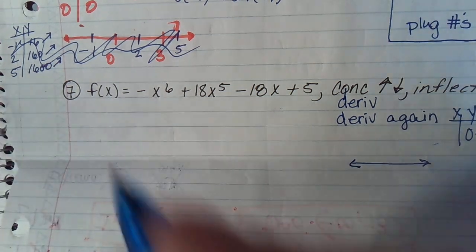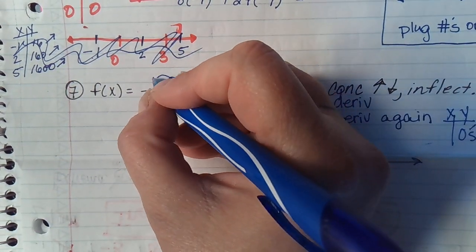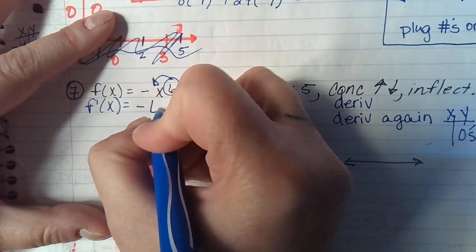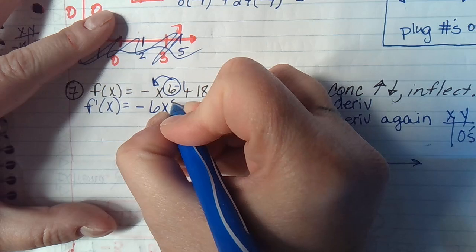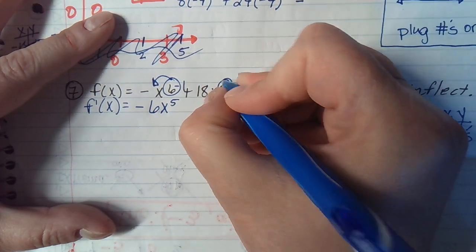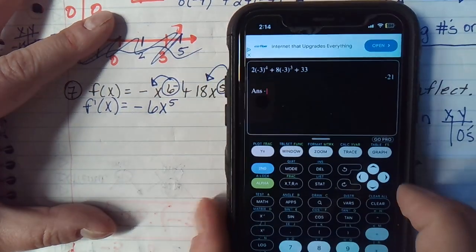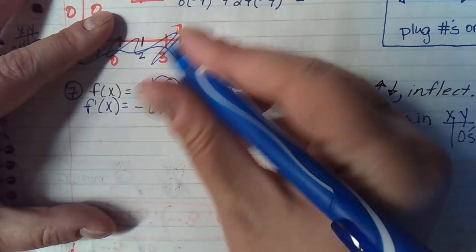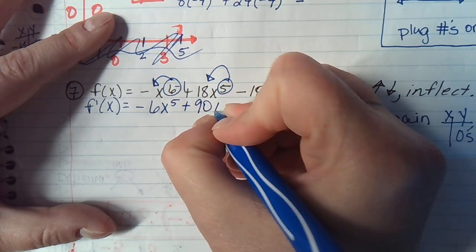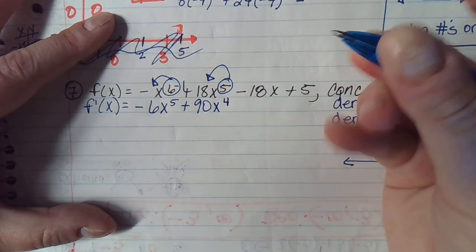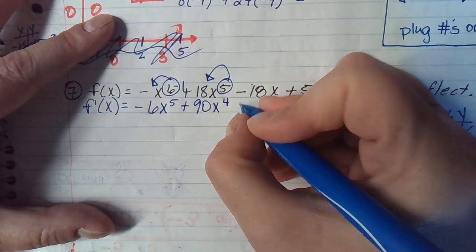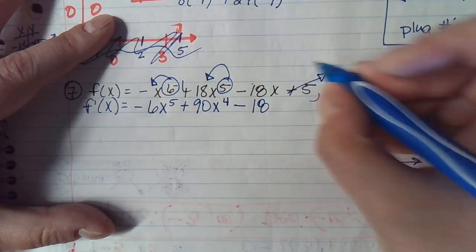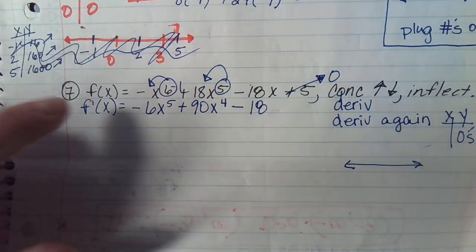We got to find the derivative. So this 6 comes down in front and multiplies. And we get f prime of x equals negative 6x to the subtract 1, 5, plus, take the 5 and bring it down in front. 5 times 18, 90. Okay, so positive 90, x to the subtract 1, 4. Then a number, x, just goes to that number, minus 18, and then a constant or a naked number goes to 0. Okay, so that's the first derivative.